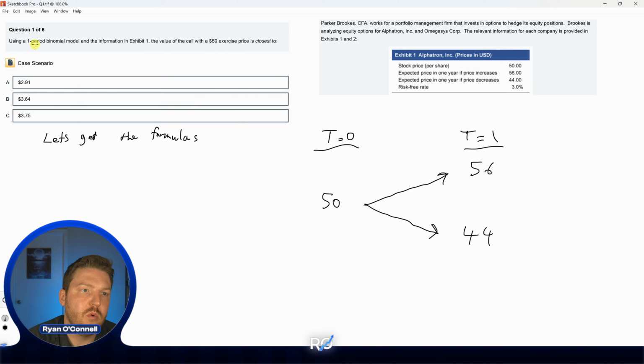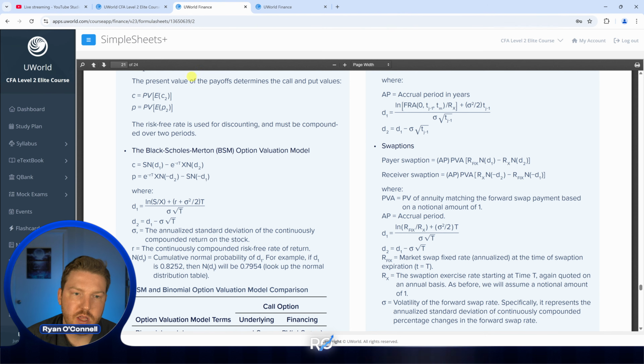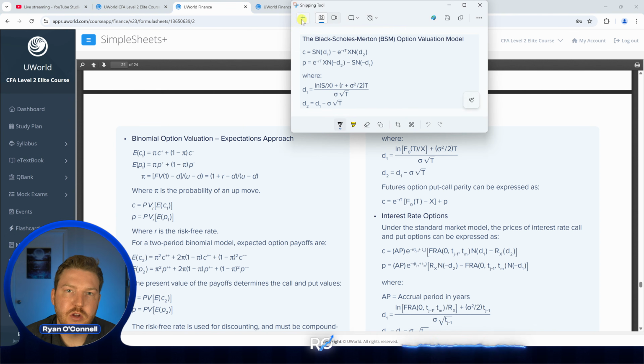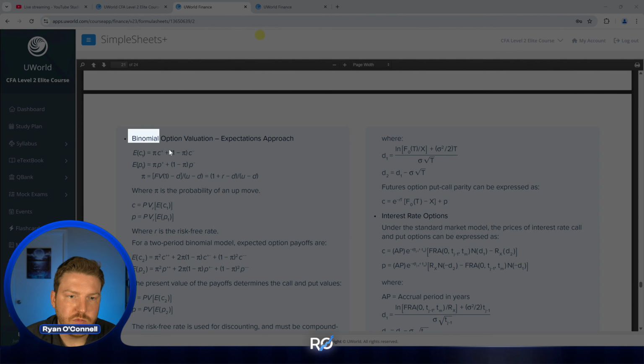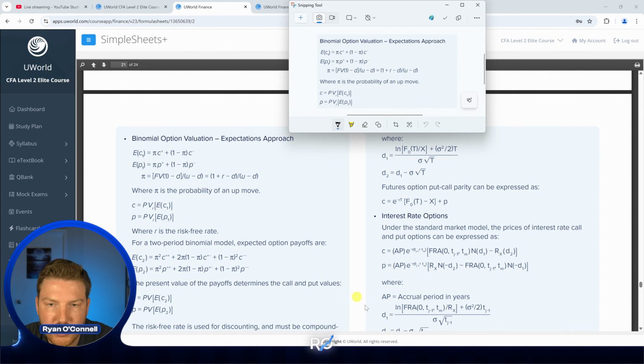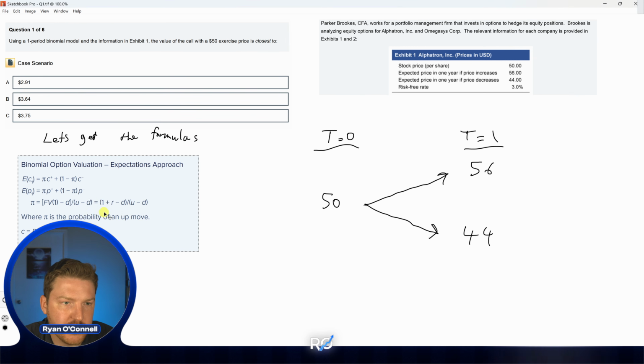So using the 1-period binomial model and the information in this exhibit, we have to figure out the value of this call. I'm going to go back to our formula sheet and grab the formula that we might need to answer this. Let me see if I can find that. Okay, perfect. Here we go. I'm going to grab this right here. These are the formulas for calculating call and put values in this binomial option pricing model. I'm going to just paste it in right here.